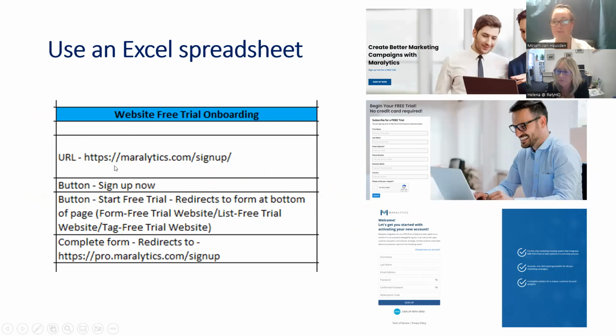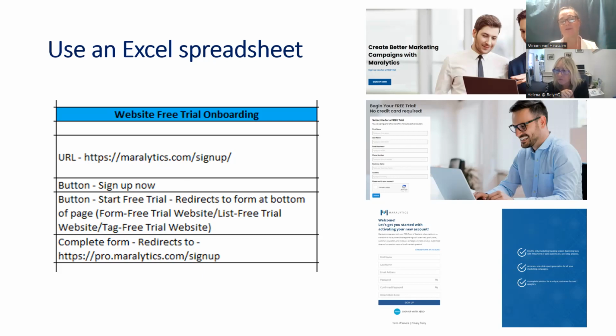But this is where I actually use the spreadsheet. I love spreadsheets. And it's like, well, what is the actual journey? And then I can start to see where the bottleneck is. So we've got the sign up page on the website. We've got the click sign up now. That then goes through to this form, which is done on ActiveCampaign, and on that form, it redirects to the bottom of the page. It's called free trial website, so that's how I can identify it.